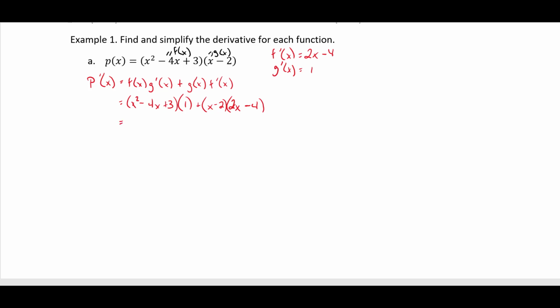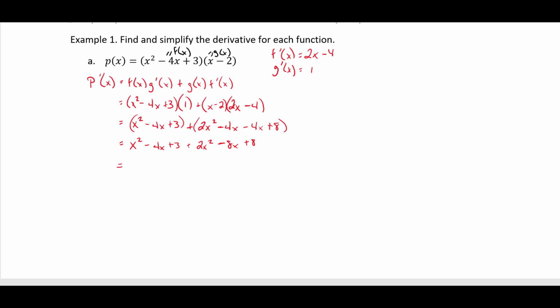And now we're just simplifying and cleaning up. So x squared minus 4x plus 3 times 1 is x squared minus 4x plus 3. X minus 2 times 2x minus 4 is 2x squared minus 4x minus another 4x plus 8 if you foil it out. And in this case, I don't need parentheses. I could put parentheses around each term, but because we're adding in between them, it's okay if you don't. And so then cleaning it up, that's x squared minus 4x plus 3 for the first term, plus, and then the second piece, 2x squared minus 8x plus 8.